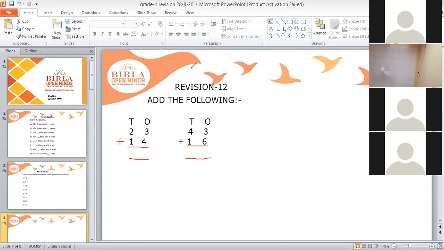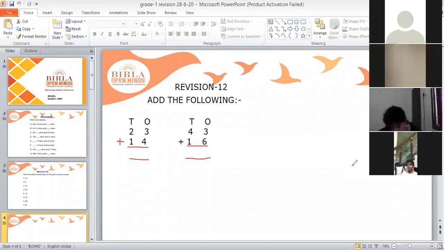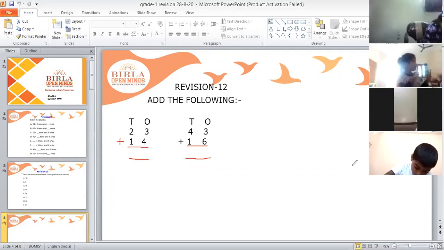Now children, remember this thing. Again, I'm repeating that whenever you are adding two digit numbers, we always start adding the numbers in the ones place first. So here also we will start adding with the numbers in the ones place.